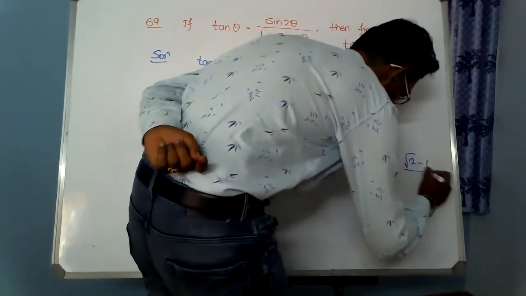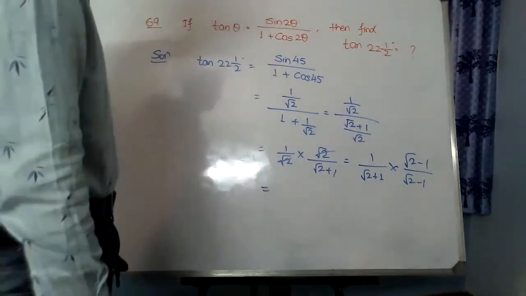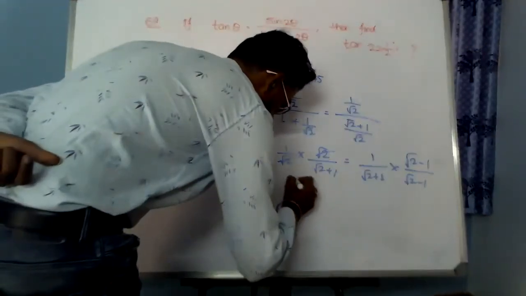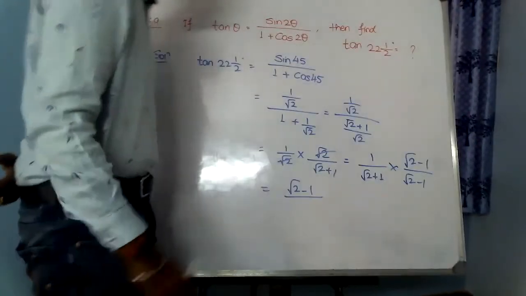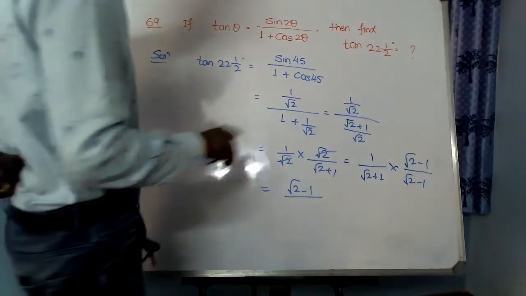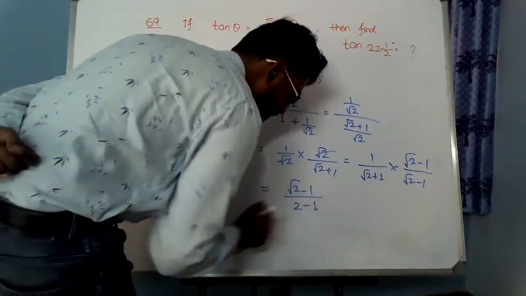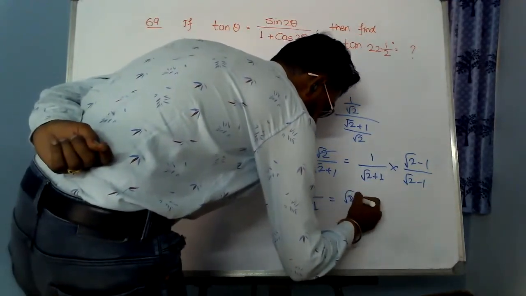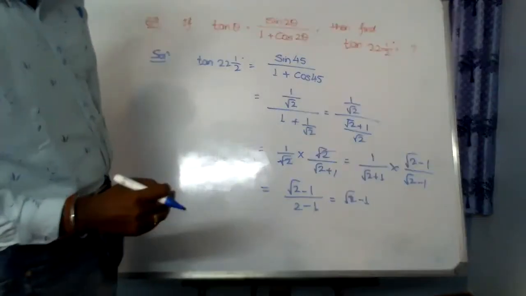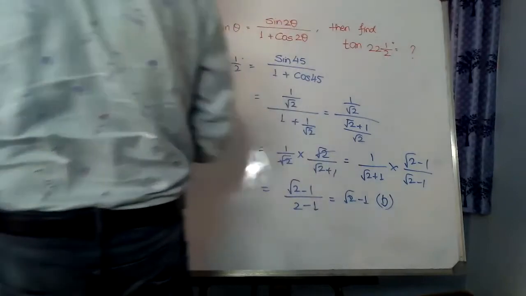So for that, what will you do? You'll multiply it with root 2 minus 1 divided by root 2 minus 1. Rationalization you all remember, right? So 1 into root 2 minus 1 is root 2 minus 1 itself. Down, a plus b, a minus b, so what will happen? A square minus b square. Root 2 square is 2, minus 1 square is 1, so 2 minus 1 is 1. So my answer will become root 2 minus 1. And I think that is in your options as option B. So option B is the right answer.